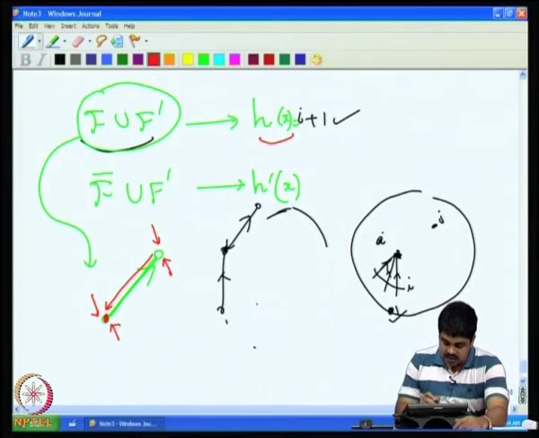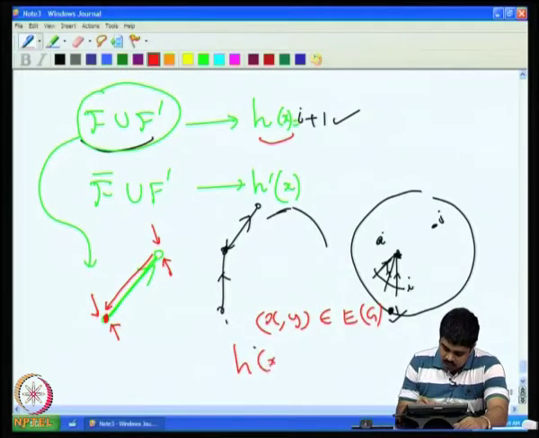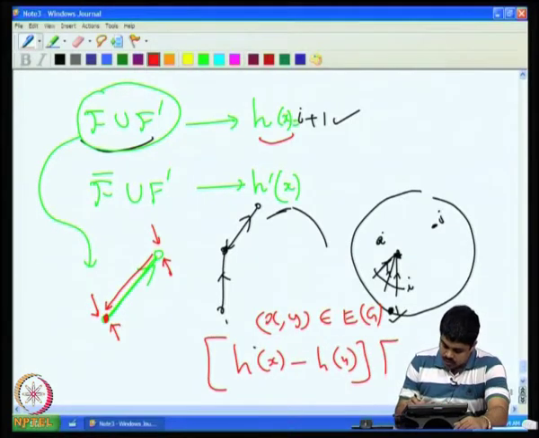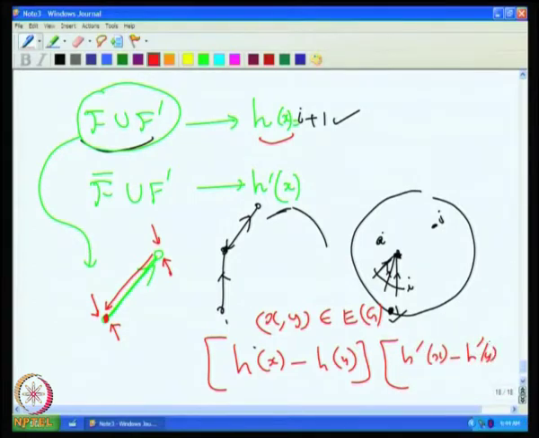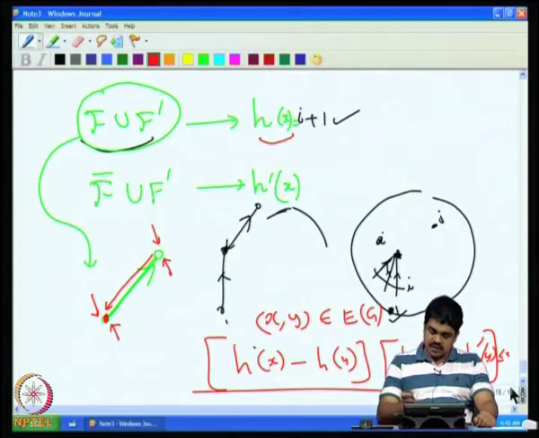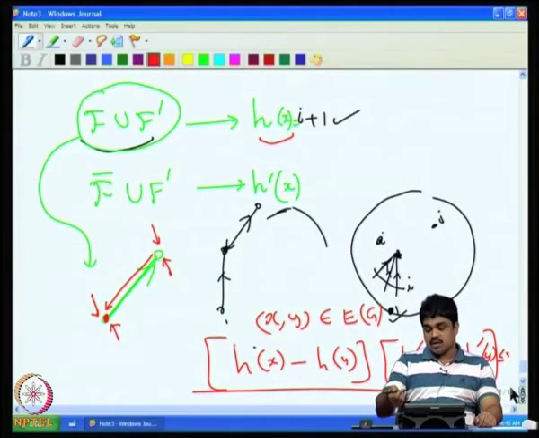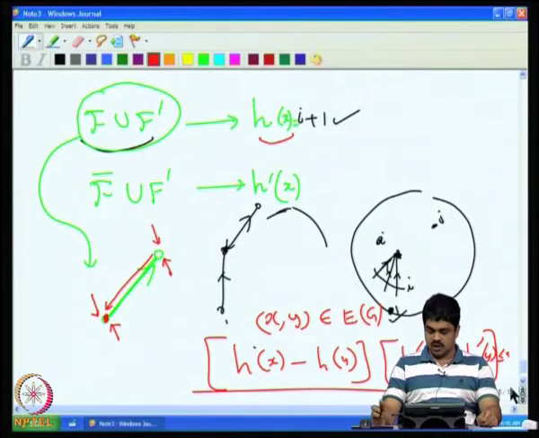In other words, if x y is an edge of G, then h of x minus h of y into h dash of x minus h dash of y will be less than 0. So that product will be negative. We do not have to worry too much about it. Essentially, whenever h of x is greater than h of y in the first one, then the order will reverse in the other one. So when you multiply h of x minus h of y by h dash of x minus h dash of y, we will get a negative value.